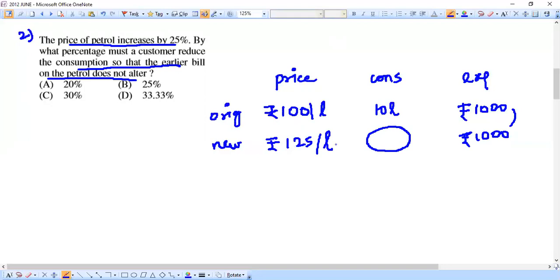See, the price has increased, right? So 125 rupees. Let's try to divide and see. 1000 divided by 125 will be, this is 25 times, and this is 200 times. So 200 by 25 will be 8 liters. Is it or not? So now the customer can consume only 8 liters. He can buy only 8 liters for the same 1000 rupees.